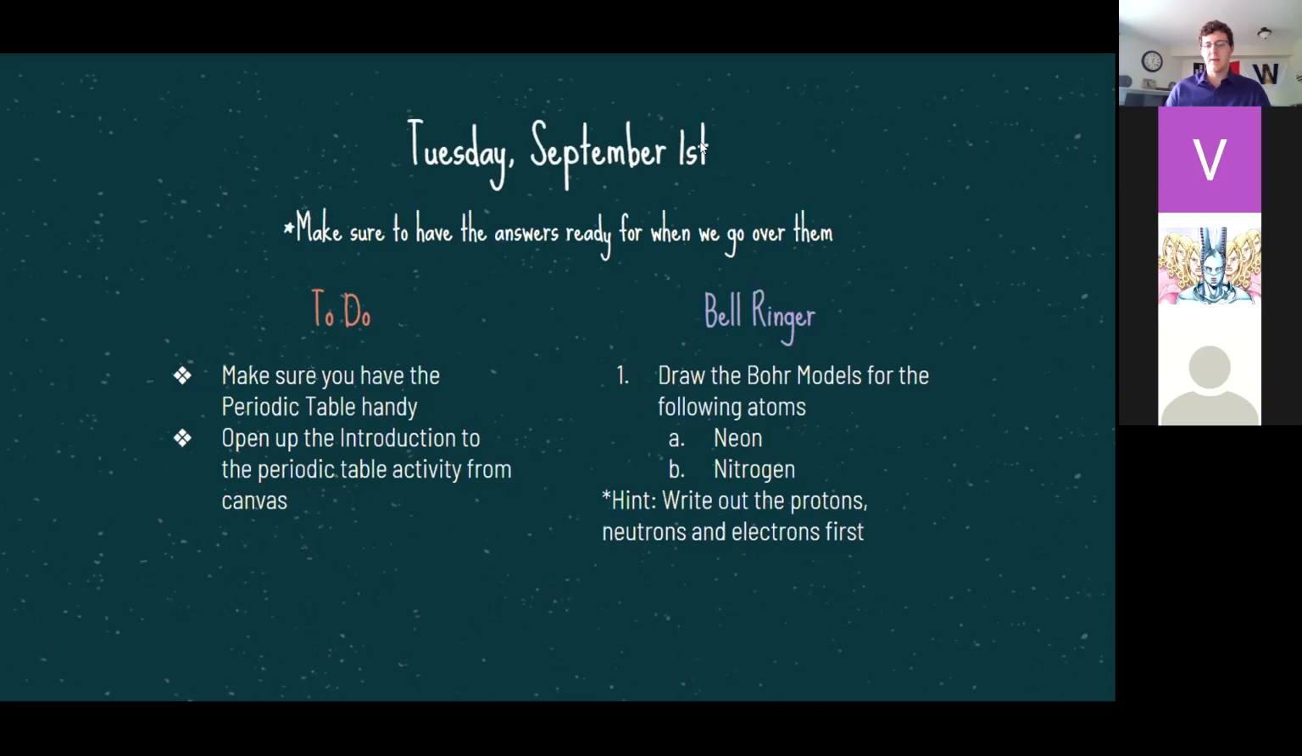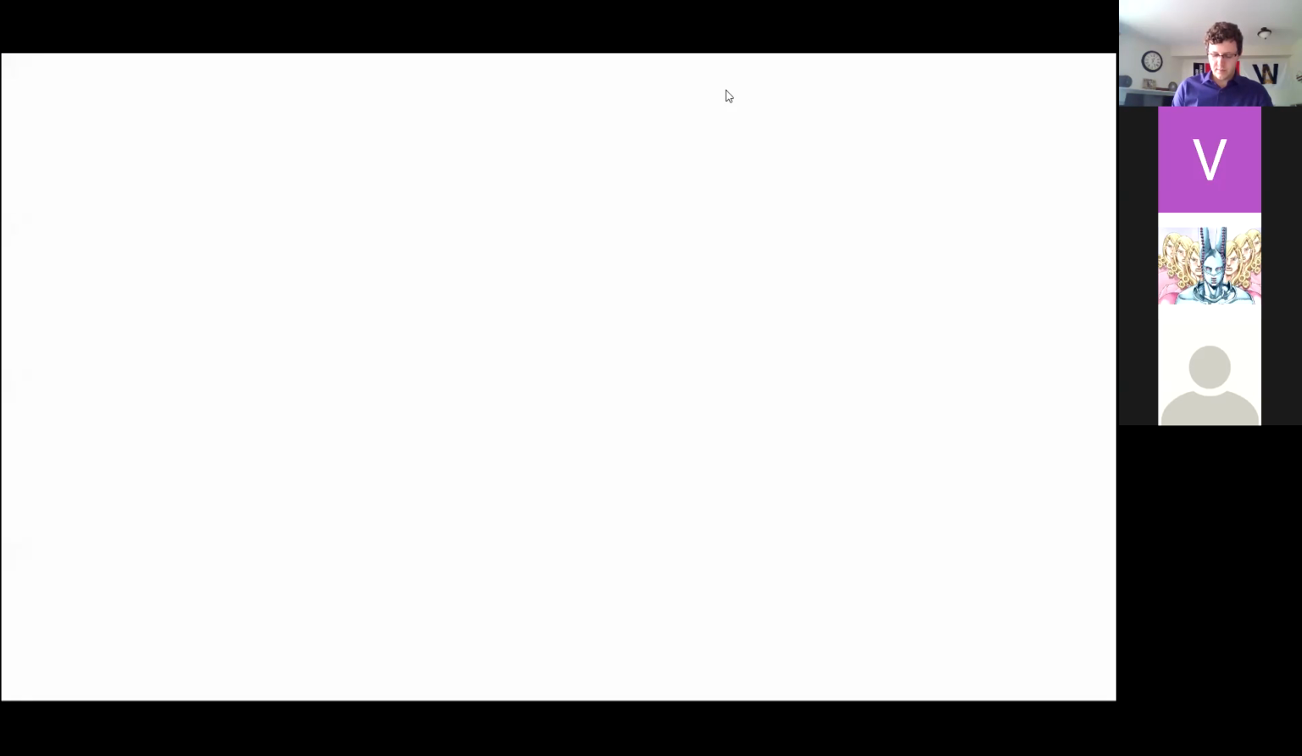Models. We have neon and we have nitrogen. So what I want you guys to do is, somebody over on this side, you should be able to draw neon. And somebody over here, nitrogen. Somebody draw neon and somebody draw nitrogen for the Bohr models.